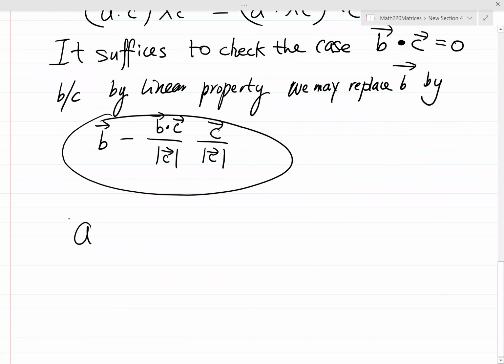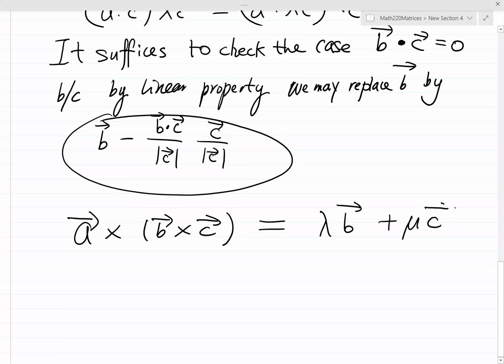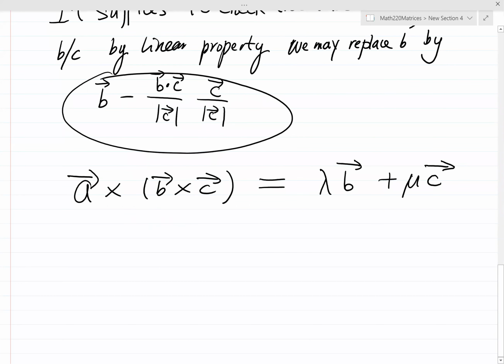So this A cross B cross C. Remember B cross C is perpendicular to both B and C. Now if we do cross product again, this tells us that it lies in the plane determined by B and C. So by linear property, we can write it as lambda B plus mu C, because it lies in the plane determined by B and C, since it is perpendicular to the normal of the plane. Then we use dot product.